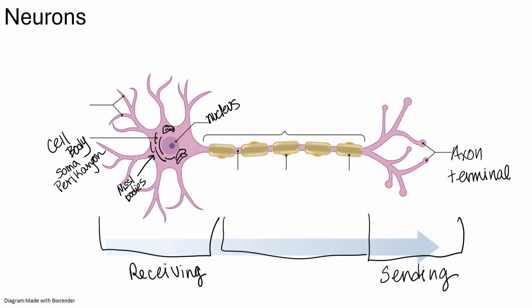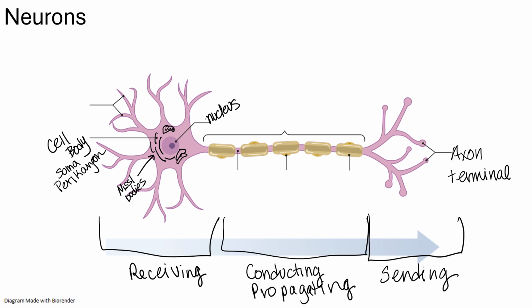The axon itself is usually called the conducting region. It can also be called the propagation or propagating region. It can have a couple different names.